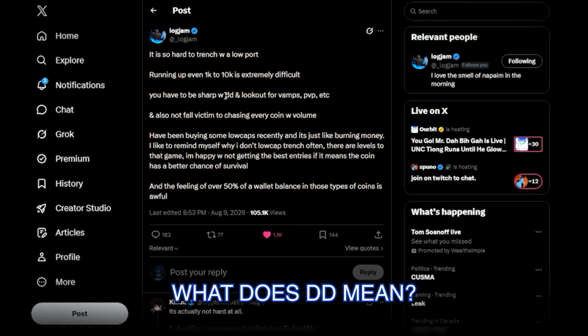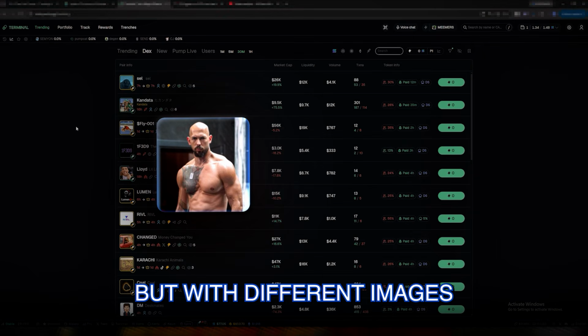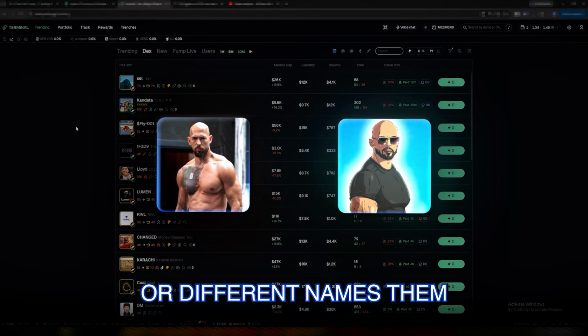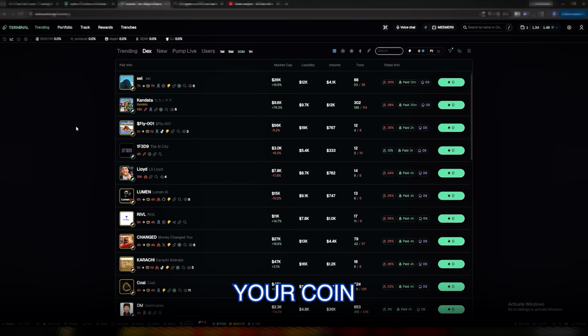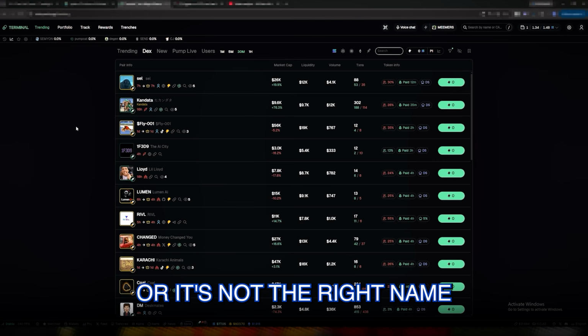What does DD mean? Due diligence. What does vamps, PvP mean? What's all this, right? Vamps basically mean two of the same tokens but with different images or different names. People might overturn your coin with another one just because it has a better image or a better looking name.